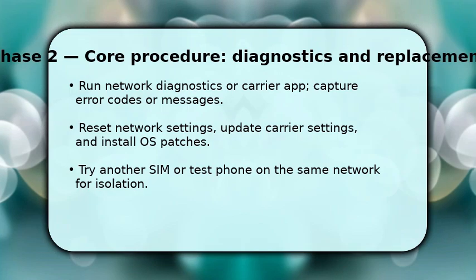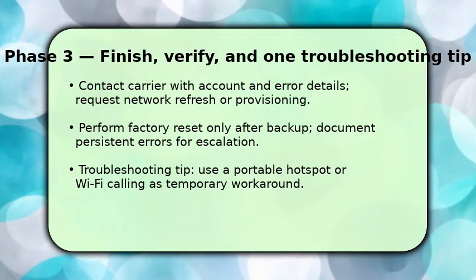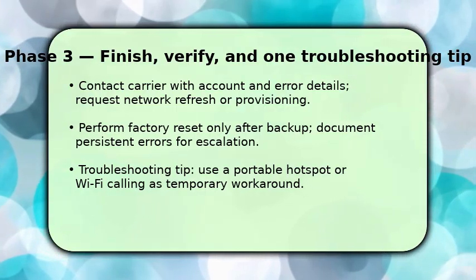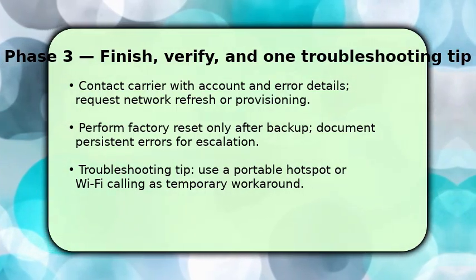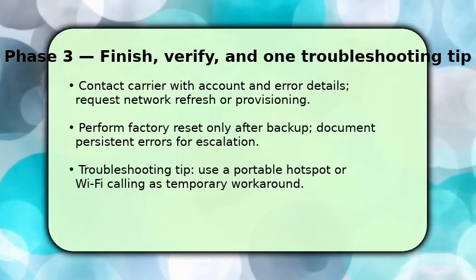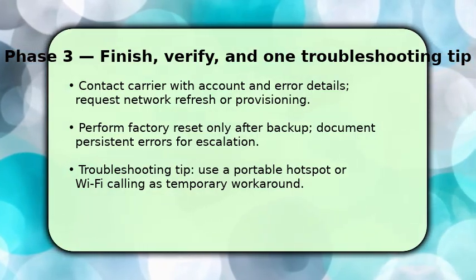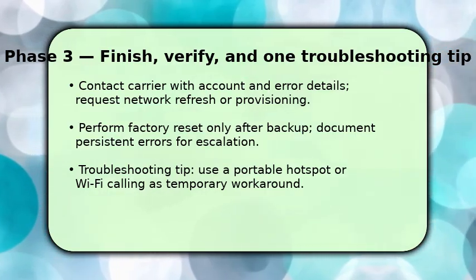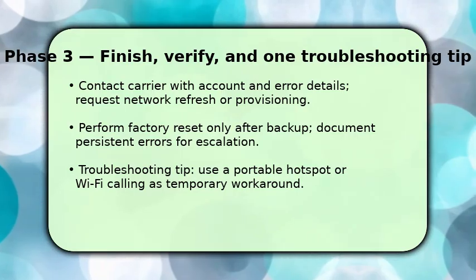Provide account details, the error codes you collected, and the steps you already tried, and request a network refresh or re-provisioning. If the carrier confirms no outage and hardware still fails, back up your data and perform a factory reset as a last resort. This rules out stubborn software corruption. Make sure to document persistent errors for escalation.